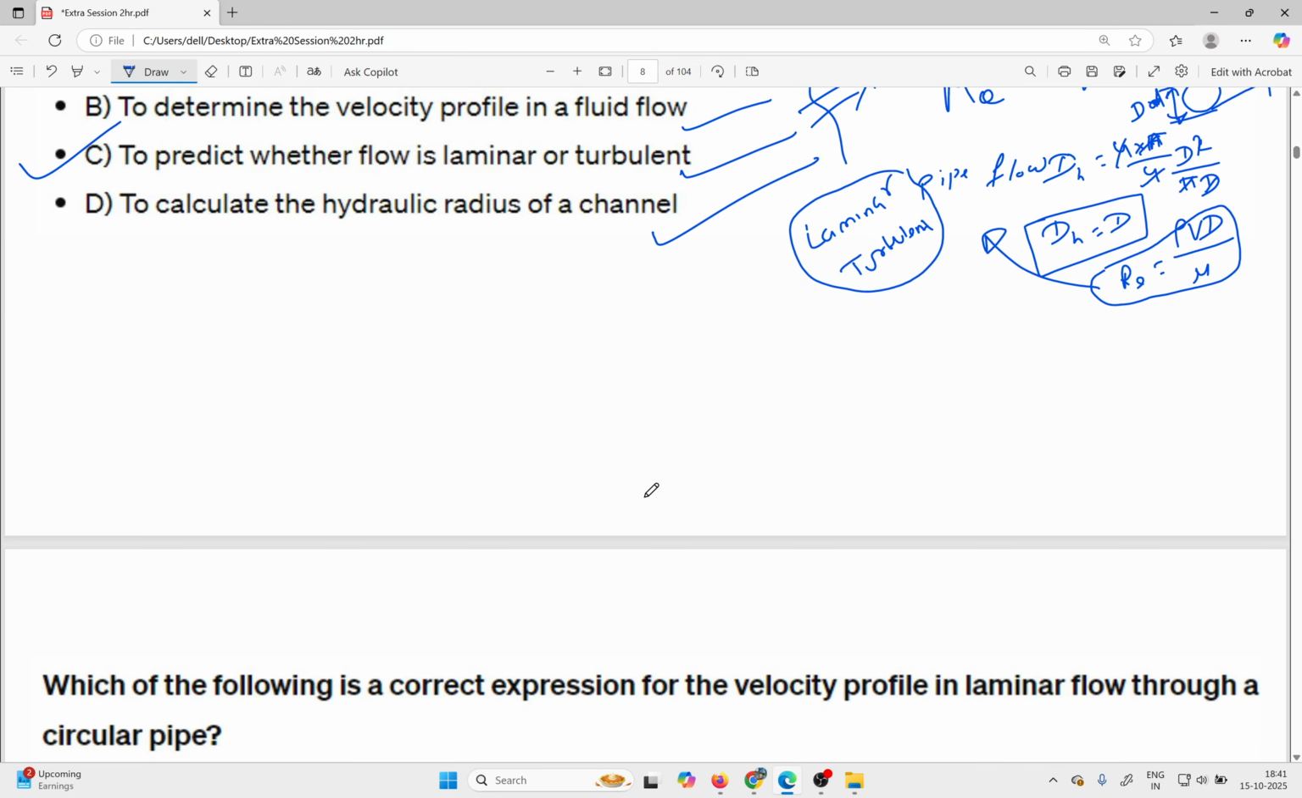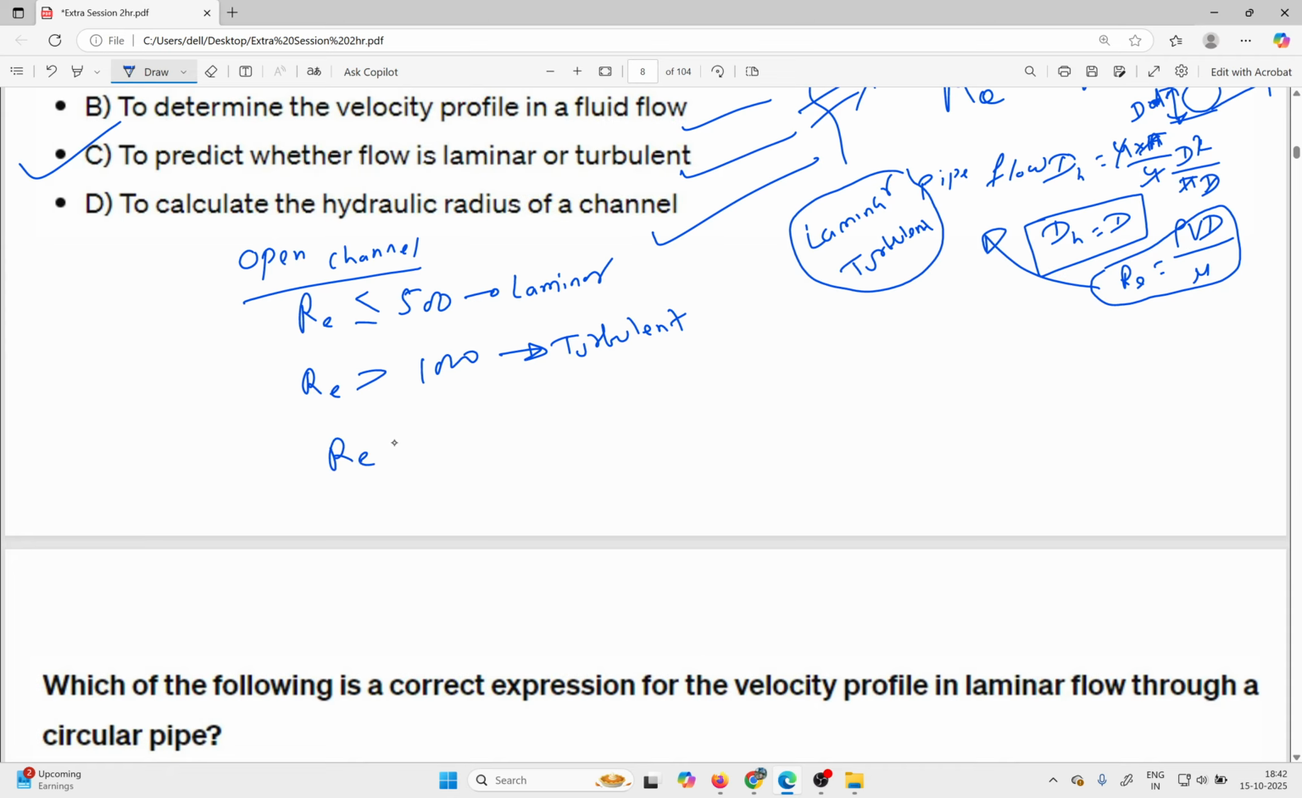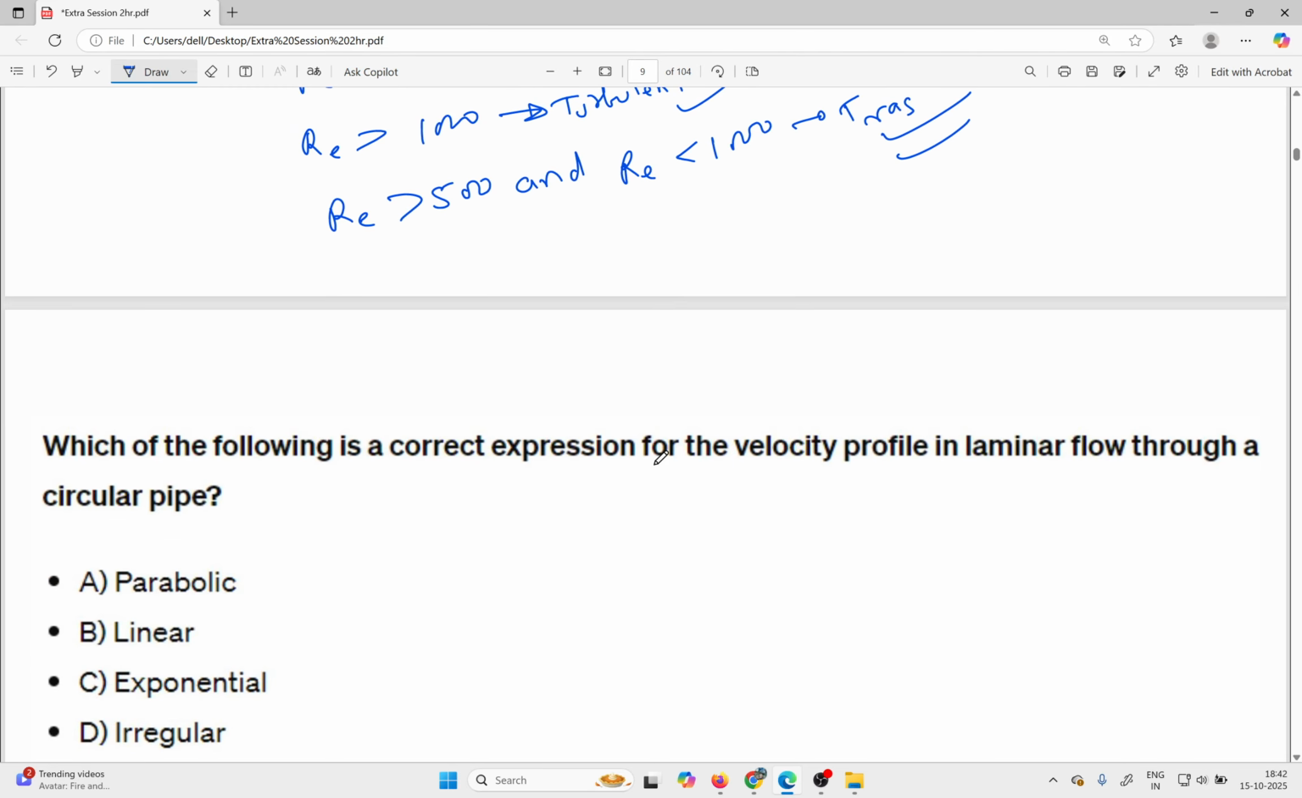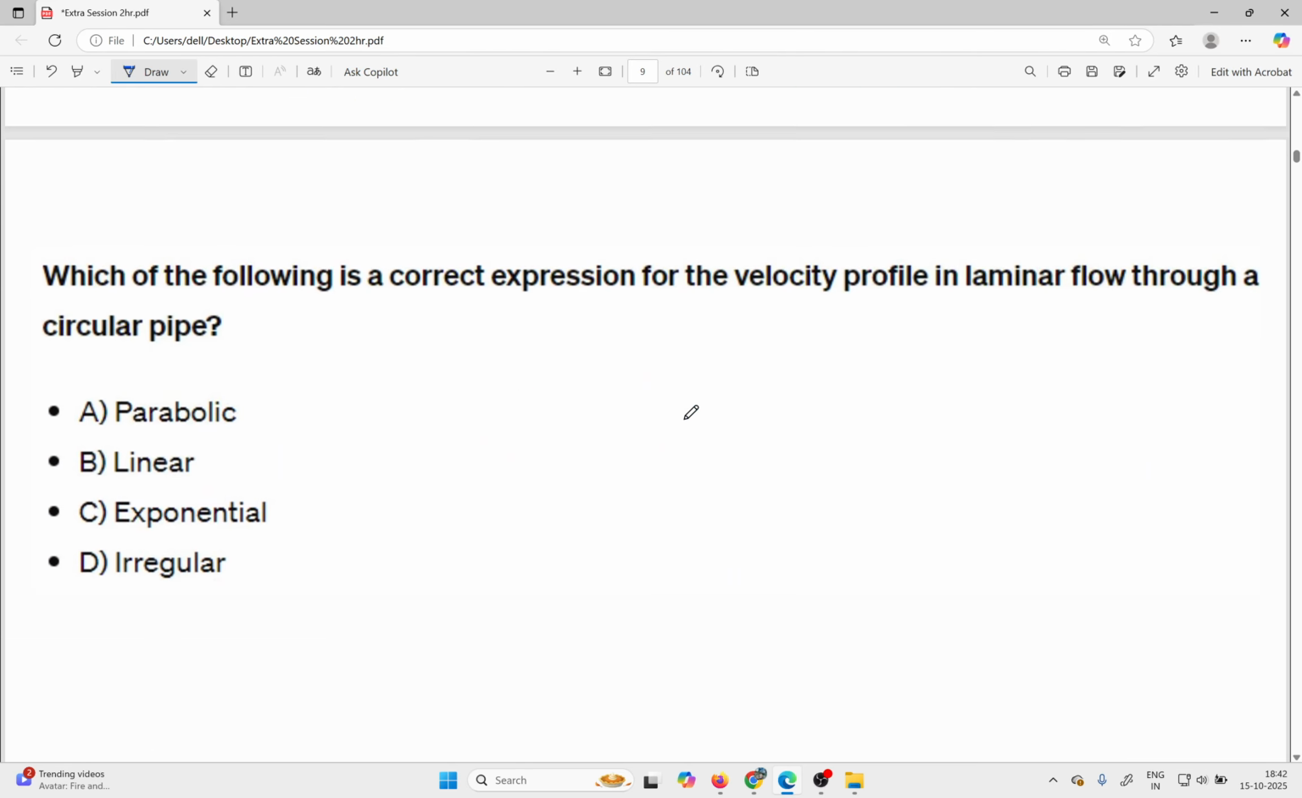But I also want to discuss the open channel. For open channel, when Re is less than or equal to 500, then it is laminar. When Re is greater than 1000, it is turbulent. When Re is greater than 500 and less than 1000, then this is the case of transition. Remember this: this is turbulent, this is laminar, this is transition. So this is the whole idea of the Reynolds number. Always remember, very simple.